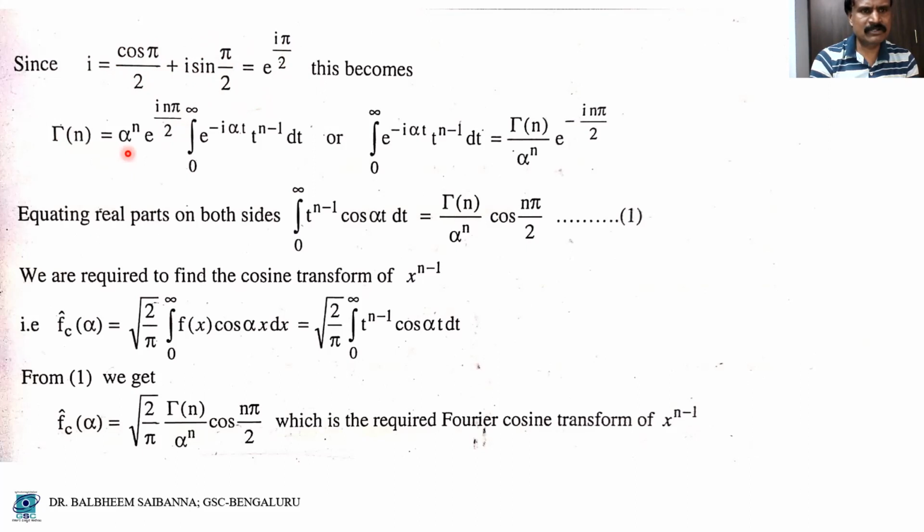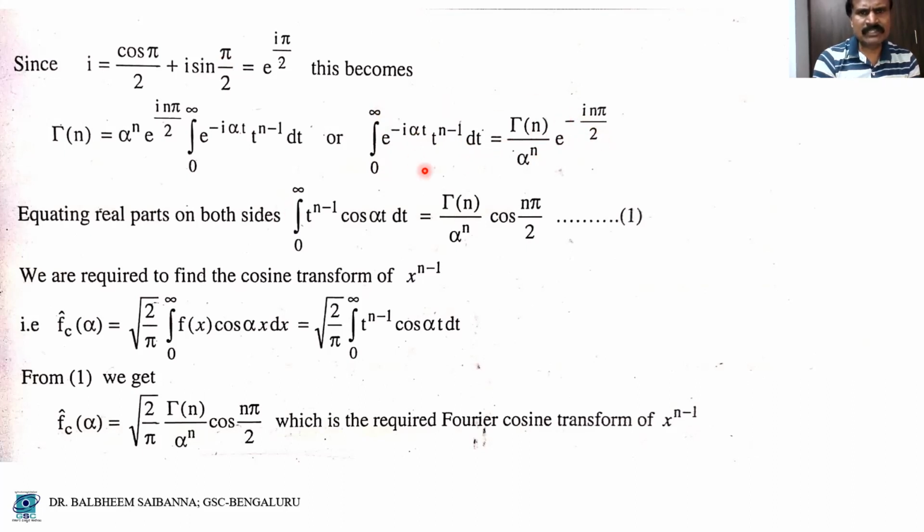Then gamma of n is equal to alpha to the power of n, e to the power of i n pi by 2, times the integral from 0 to infinity of e to the power of minus i alpha t, t to the power of n minus 1 dt. Or the same integral we write in this form: the integral from 0 to infinity of e to the power of minus i alpha t, t to the power of n minus 1 dt is equal to gamma n divided by alpha to the power of n, times e to the power of minus i n pi by 2.